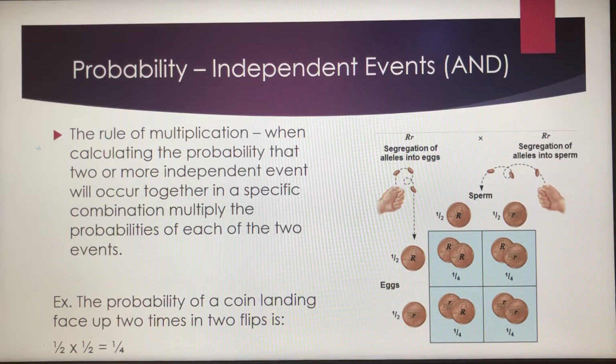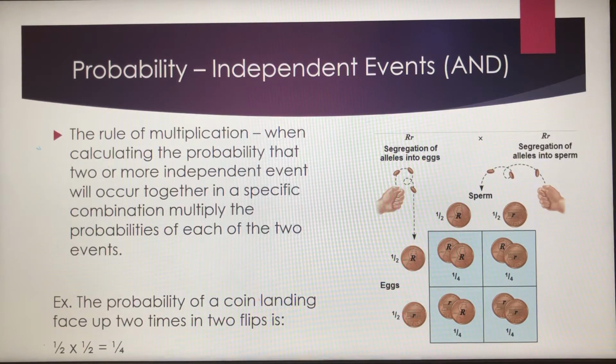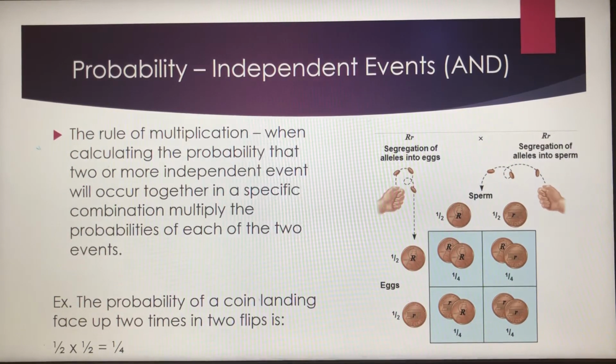So the rule of multiplication, this is where things get confusing. You have two rules, the rule of multiplication and the rule of addition. I'm going to tell you now, we're mostly going to use the rule of multiplication. When you see the word "and" in a problem, that means that you're going to use the rule of multiplication to make your life easy.